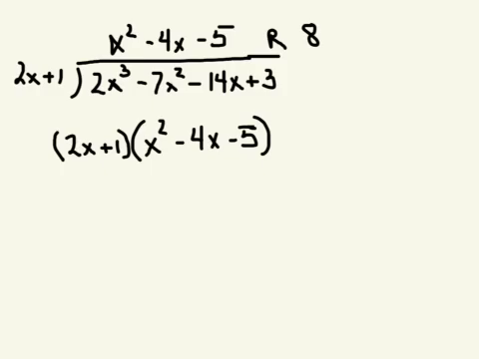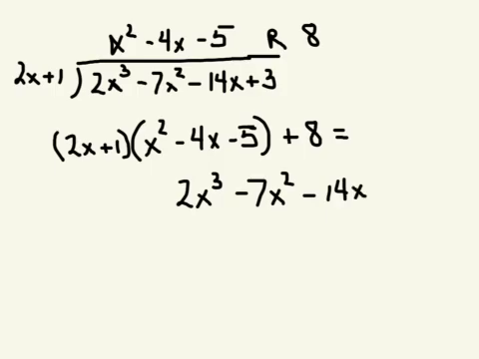That's not quite the 2x cubed minus 7x squared minus 14x plus 3. I have to add 8 in order to get my original polynomial. And so that's the interpretation of the remainder. The remainder is the piece you need to add to the product in order to recover the original polynomial. So notice if the remainder is 0, that means it's a perfect divisor. In other words, you found a factor.